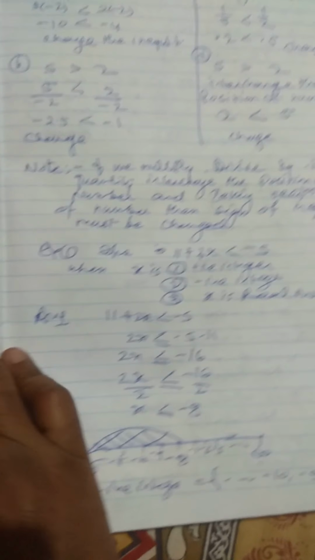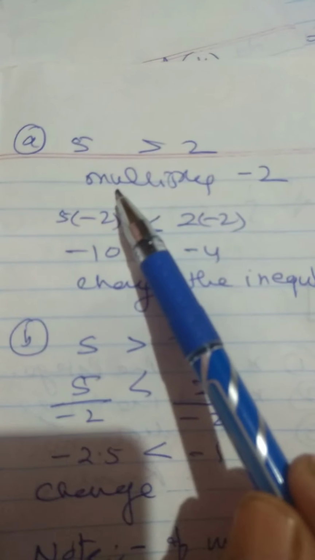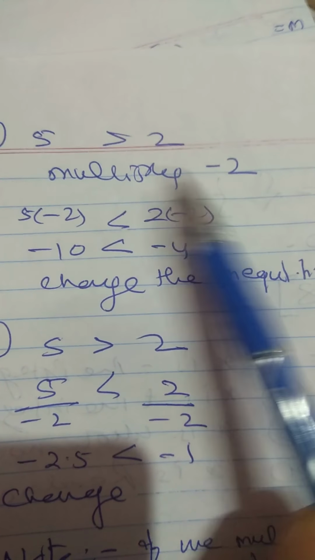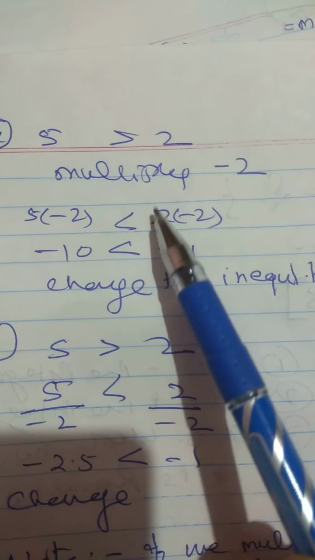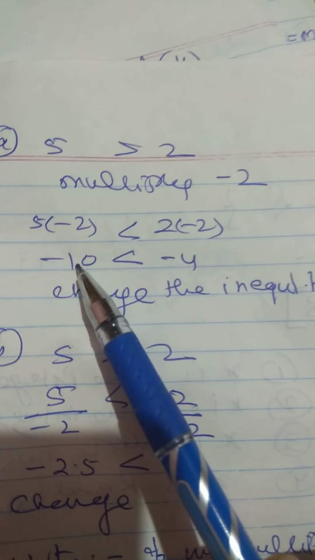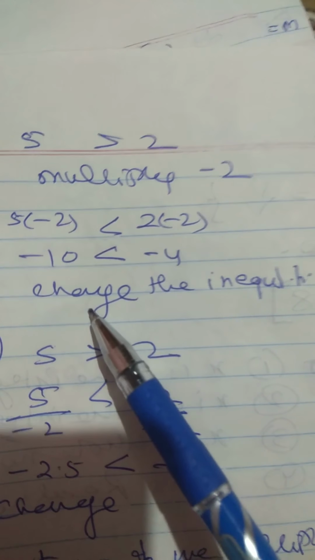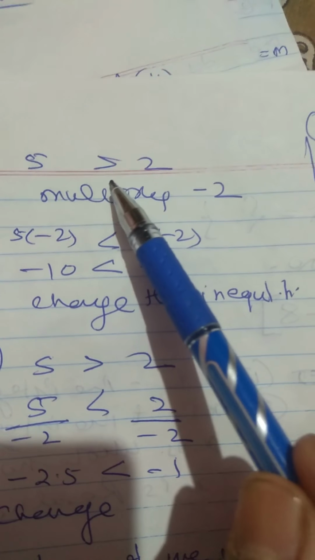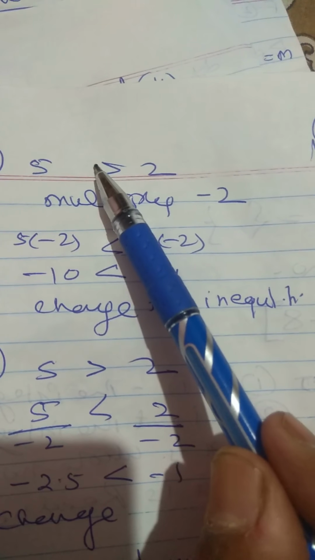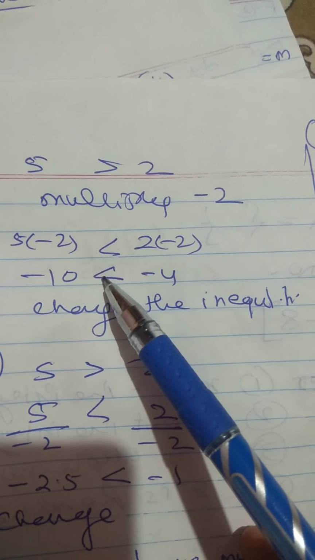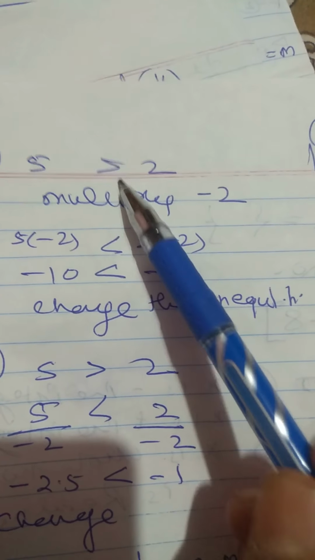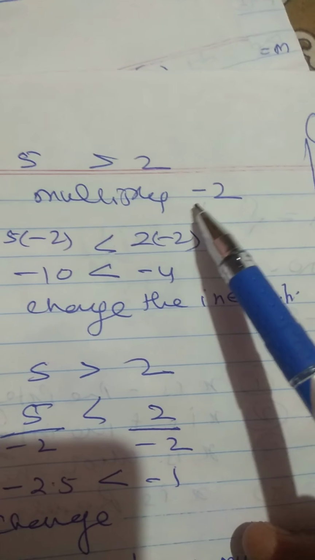Now the second part is another example, 5 greater than 2. We multiply by minus 2 on both sides. So we get on the left 5 into minus 2 and 2 into minus 2. That gives minus 10 and minus 4. So the inequality sign changes, because in the question 5 is greater than 2 and in the answer we get minus 10 less than minus 4. This is the change of sign when we multiply by a negative number.